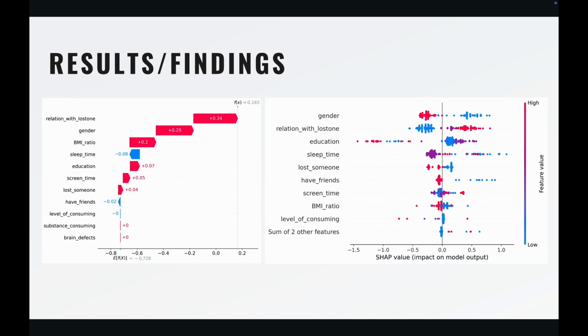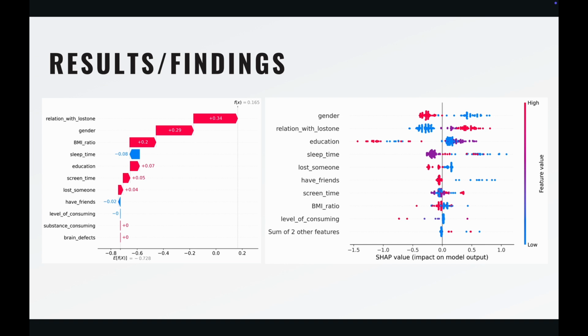Now, here are the 2 SHAP plots. The first SHAP plot conveys that the relationship with a lost one affects mental health very heavily. Same goes with gender and BMI ratio. While for sleep time it is negative, which means that the higher the sleep time, the lower the mental health risk. Same goes for education, screen time, lost someone and having friends.